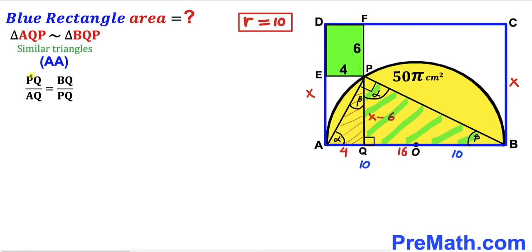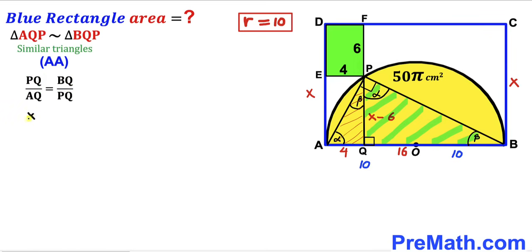And now let's make an observation. We can see this PQ length is being represented by x minus 6. So I'm going to replace that one with the x minus 6. And likewise, this PQ is going to be x minus 6 as well. And moreover, this segment AQ in our case is 4. So therefore, I'm going to replace that AQ segment with 4. Finally, this segment BQ is this segment, and this is 16. So therefore I'm going to replace that one with 16 over here.